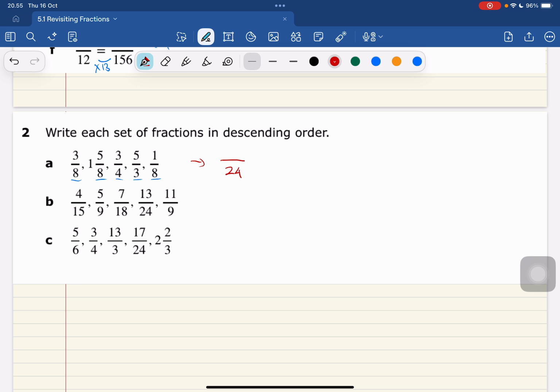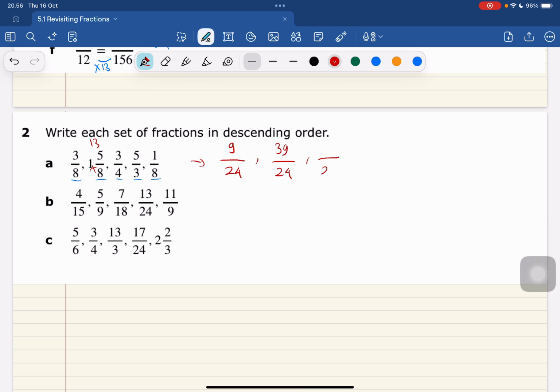So this is 1 and 5/8, which is 8 times 1 is 8, 8 plus 5 is going to be 13. So we make it 13 over 8. Multiplying by 3, 8 times 3 is 24, so 13 also multiplied by 3. So the answer is going to be 39.